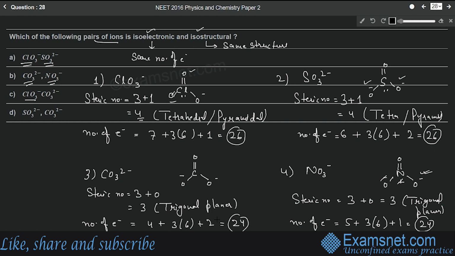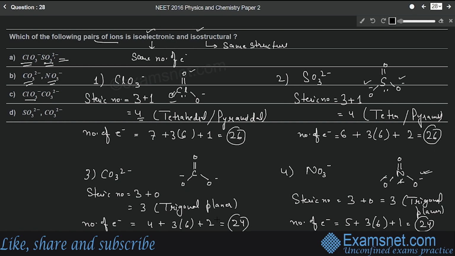But we have to choose any one. So according to this, the first option should also be correct, that ClO3 minus and SO3 2 minus are isostructural and isoelectronic, because both have 26 electrons and both have tetrahedral or pyramidal shape.